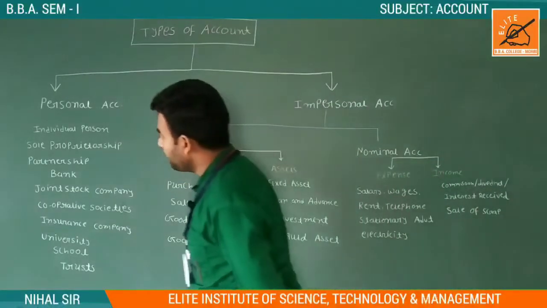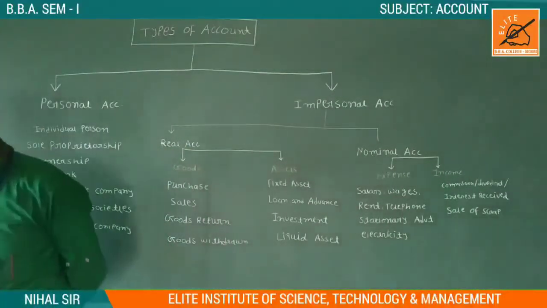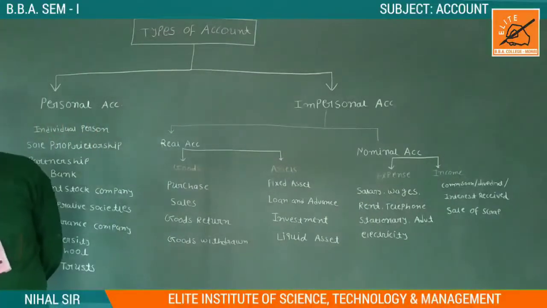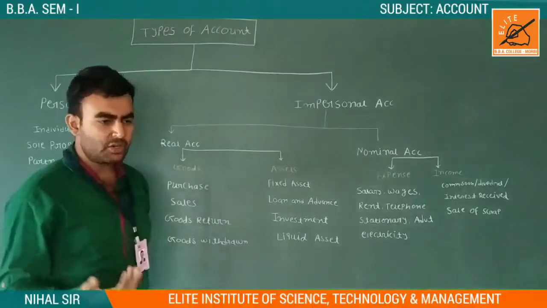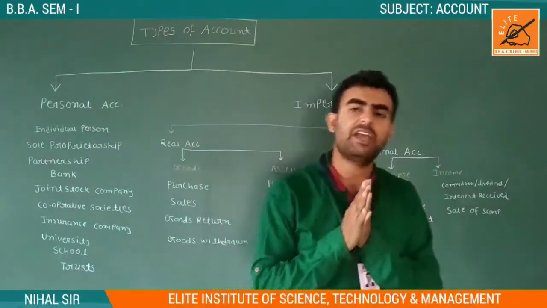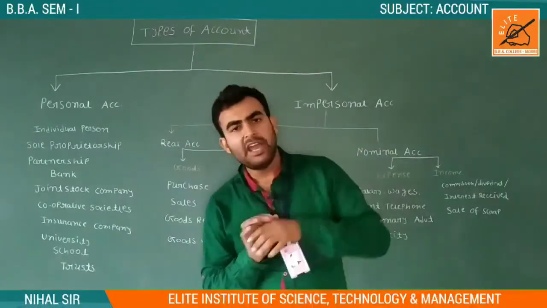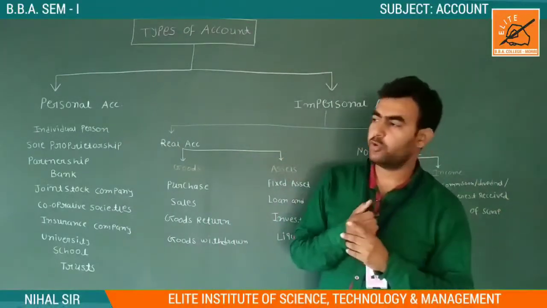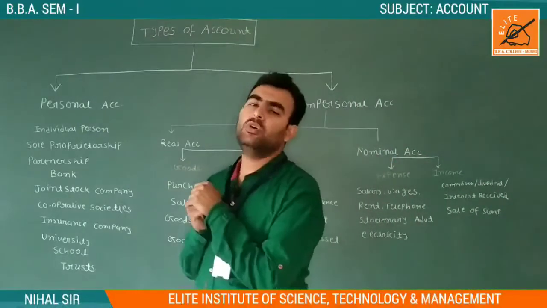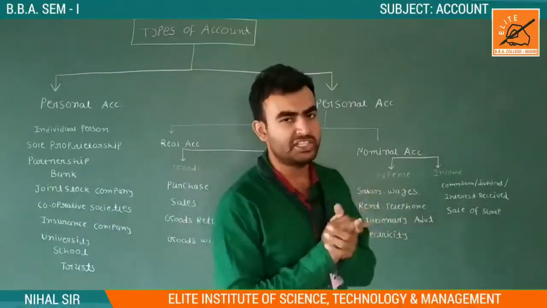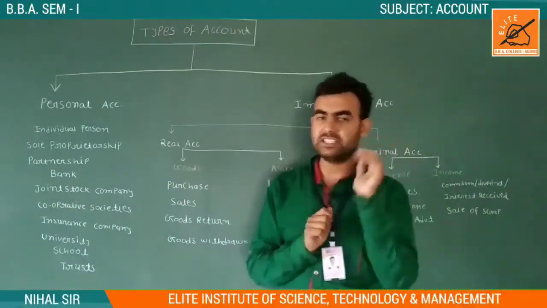So in the personal account, what is the meaning of personal account? When we have any kind of transaction on credit, what happens? When we are doing a transaction on credit, two parties are created. One is the debtor, the second is the creditor.